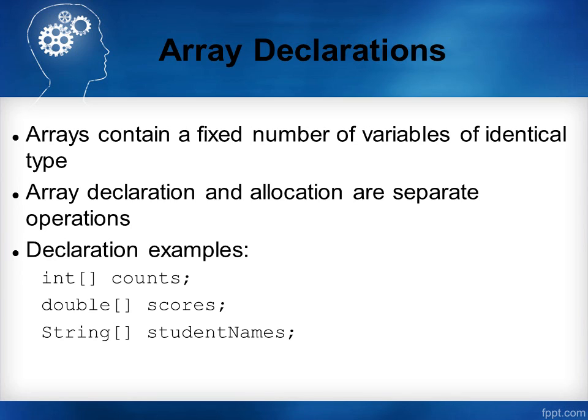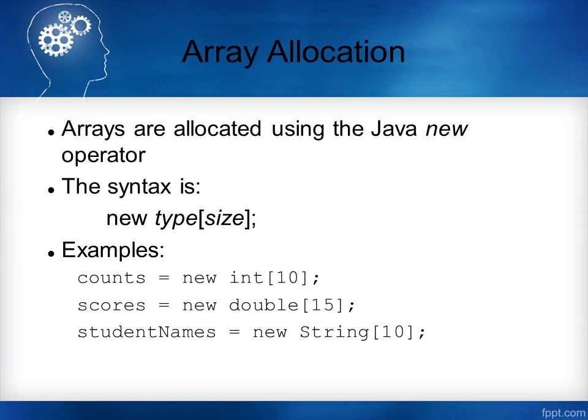Examples: int is the data type, and the array representation is a square bracket, that is our subscript, followed by the variable name, for example counts. In a similar manner, double array representation, variable name. The syntax: data type, space, followed by the name of the array or the variable name, and within the subscript, the size.